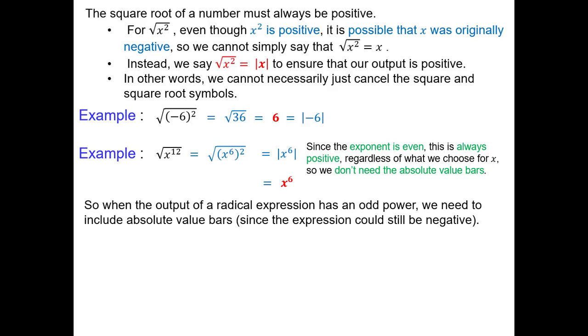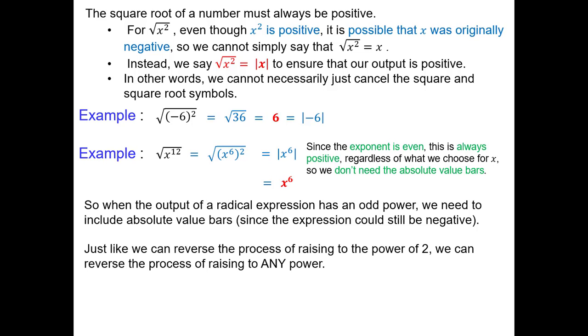So when the output of a radical expression has an odd power, we need to include the absolute value bars. For instance, the square root of x to the 14th.